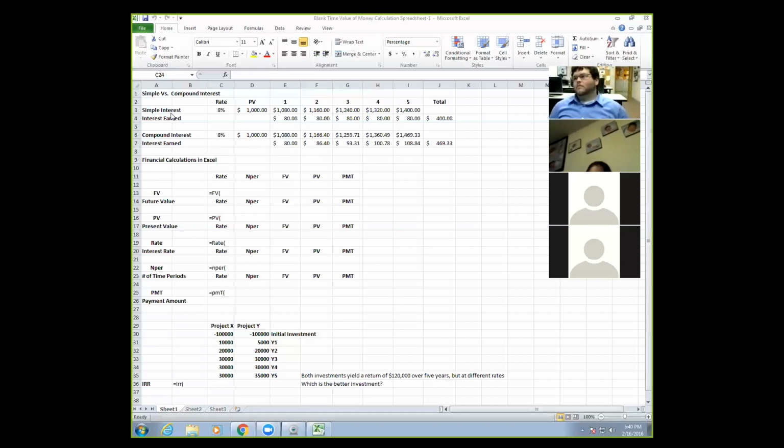To compare simple interest to compound interest for this example, you can see that by year 5 you're earning $108.84, and in year 5 of simple interest, you're still only earning $80. So the difference in interest over a 5-year period, between a simple interest account and a compound interest account, is that you're earning $69.33 more in interest with compound interest versus simple interest.